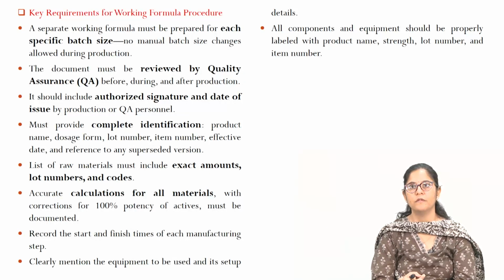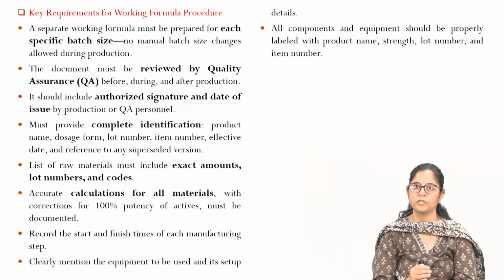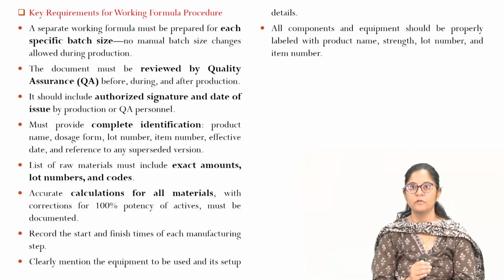So the key requirements for working formula procedure are that a separate working formula must be prepared for each specific batch size. No manual batch size changes are allowed during the production. The document must be reviewed by the quality assurance team before, during and after production. It should include authorized signature and date of issue by the production or QA personnel.